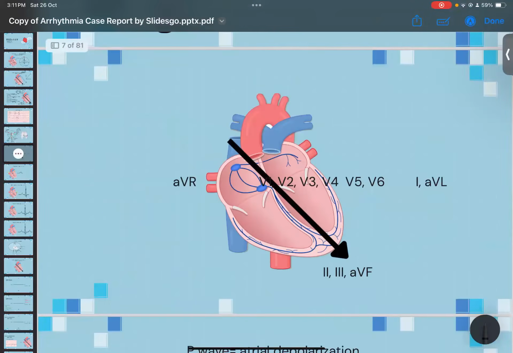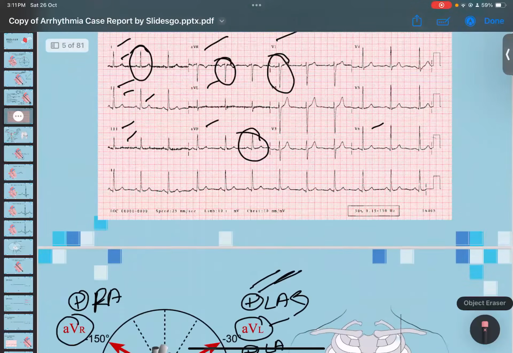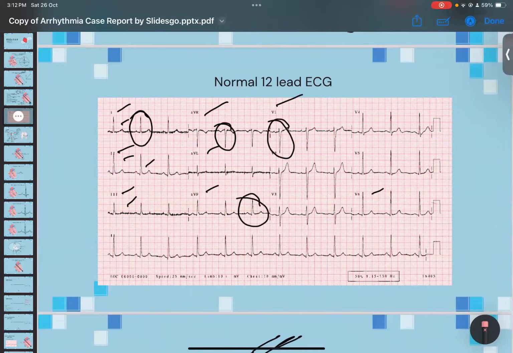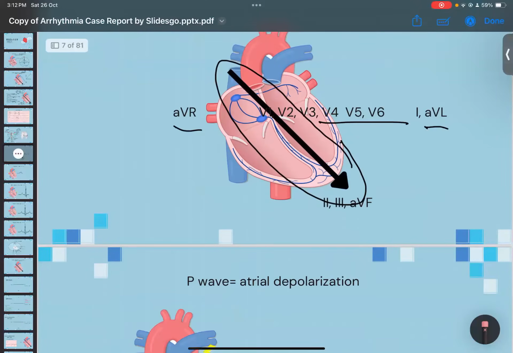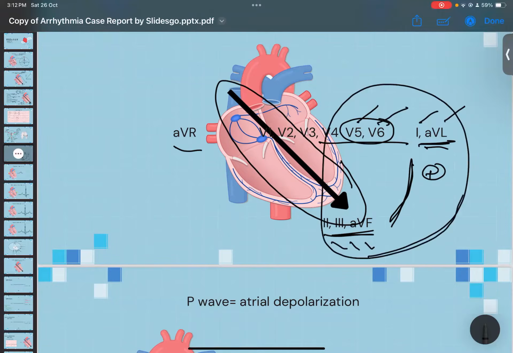Now, like I said, each of these leads is going to visualize the same summation vector, but from a different point of view, which is why on an ECG you're going to see different electrical activities. As you can see for leads 2, 3, AVF, 1, AVL, V5, and V6, because these are the most lateral leads, and because this vector is going directly towards their positive electrodes, you're going to see a very strong positive deflection, okay?